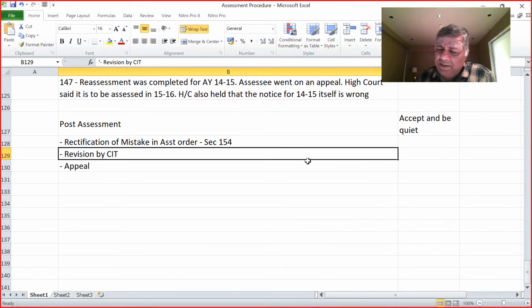147 reassessment, 148 notice for reassessment, 148A enquiry and principle of natural justice, proviso 1, where it is not applicable, proviso 2, 149 no time limit, 149 time limit, 150 time limit for notice, 150 no time limit, 151 internal procedure of authorities, 152 miscellaneous provision, 153 time limit for completion of assessment. With that, assessment gets over. 154 rectification of mistake.